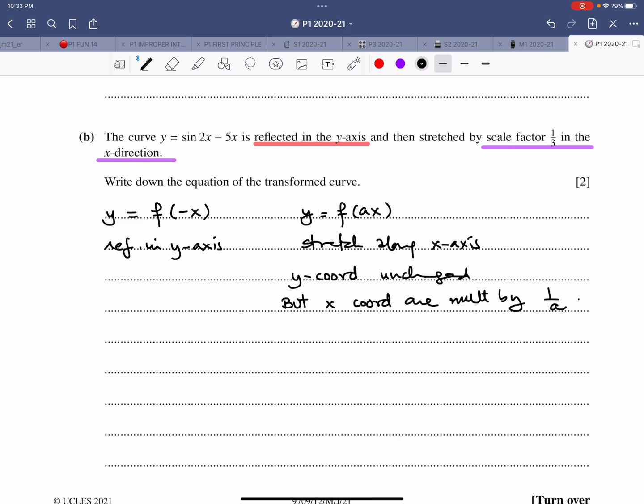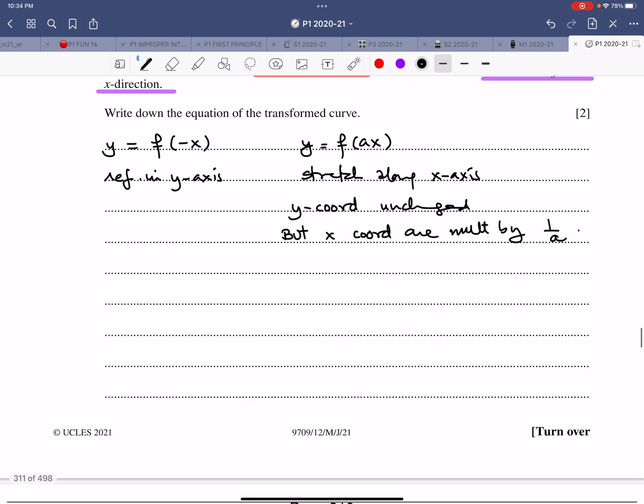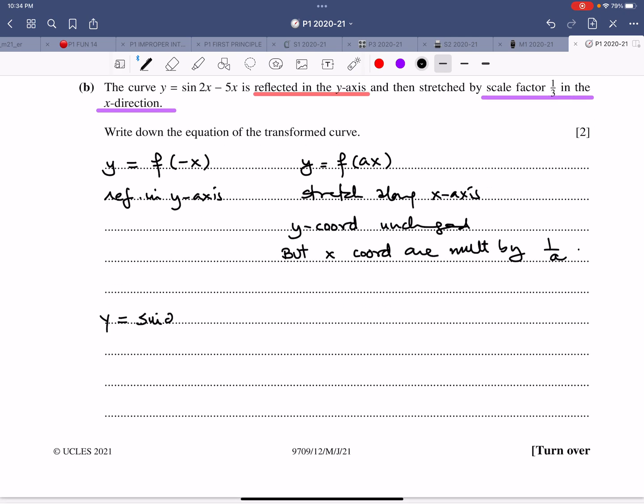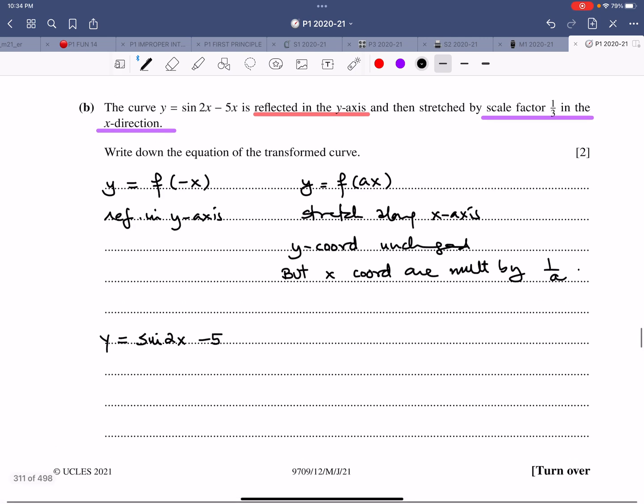Now, if this concept is clear, you can easily do this question. Write down the equation of the transformed curve. So the original equation is y equals sine 2x minus 5x. First transformation, reflected in the y-axis. So the first one will become y equals negative sine of 2x, and this is I think 5x, so let me correct myself, and this negative will become positive, that is positive 5x. This negative, this positive, that is the change. So this is multiplication by negative 1.